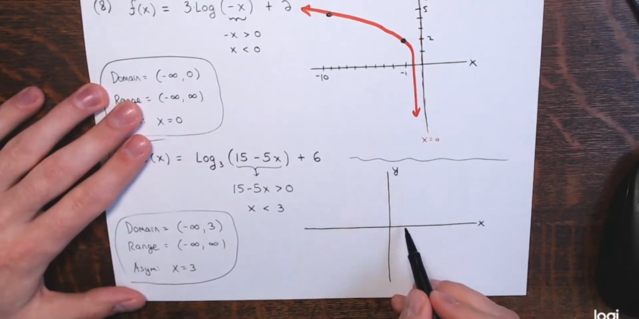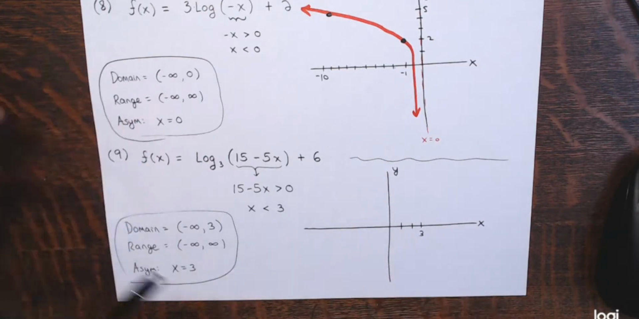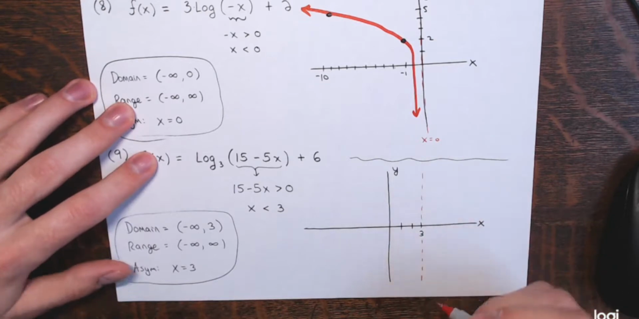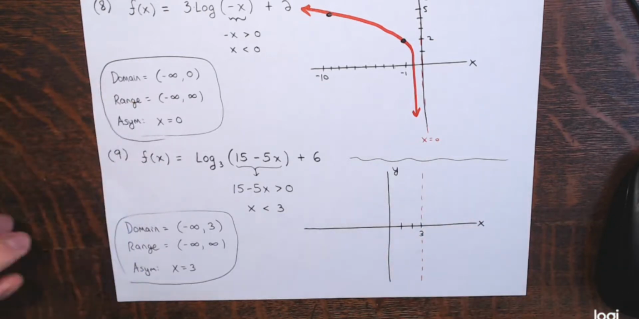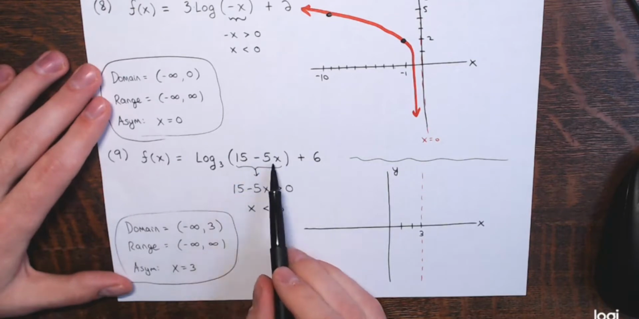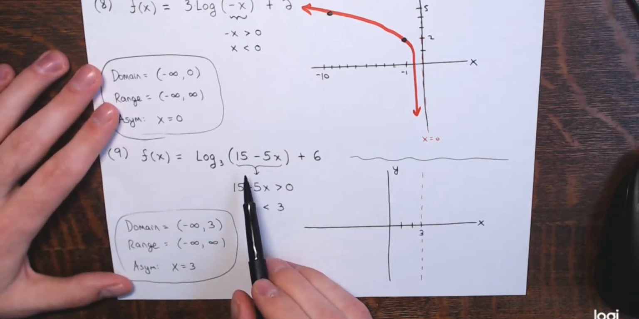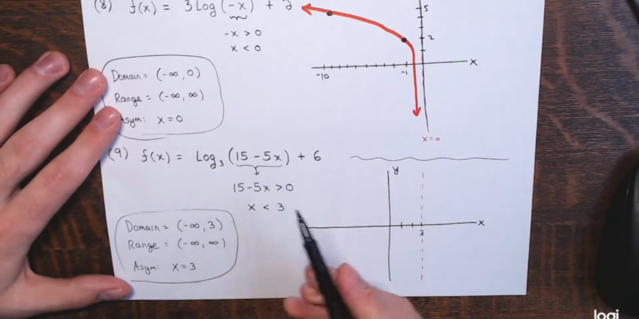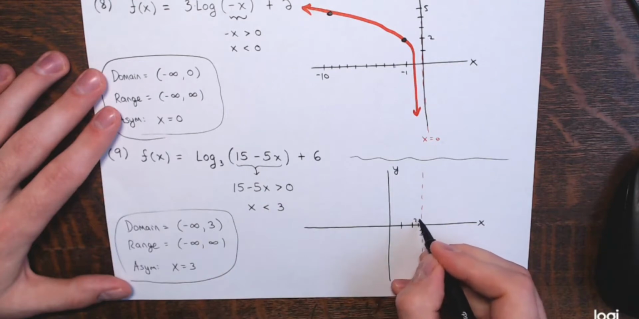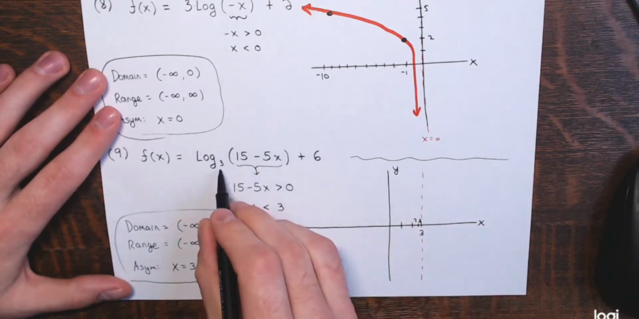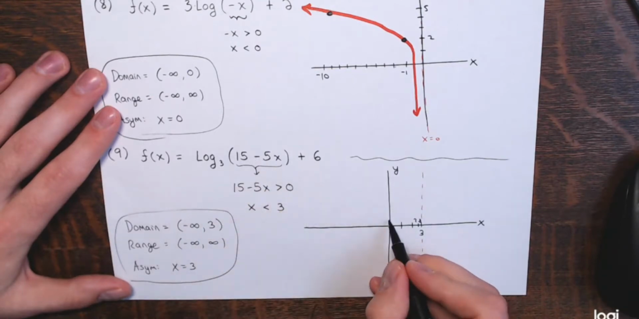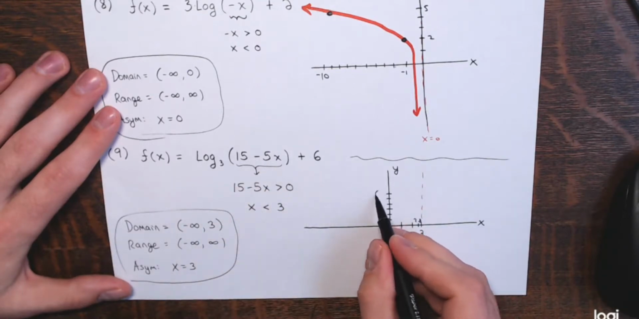So 1, 2, 3 on the x-axis, vertical asymptote there. All right, now I'm looking for powers of 3 inside the logarithm. To make this equal to 1, x would have to be 14/5, which is 2.8. So 2.8 gives me the log base 3 of 1, and that's 0, and then plus 6 would be 6. So you've got (2.8, 6).